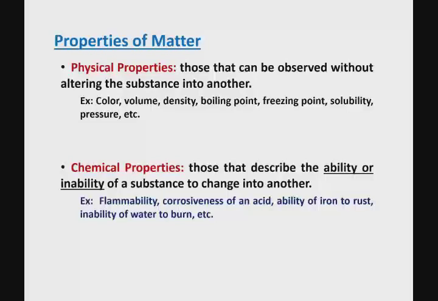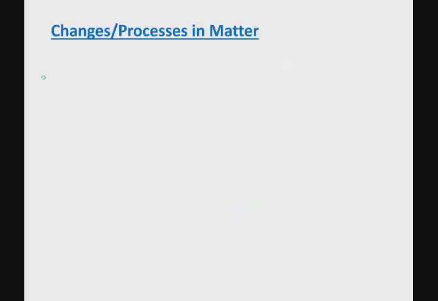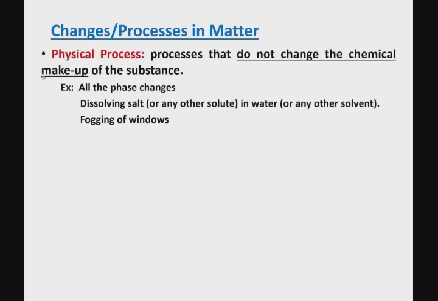So once again, physical properties are those that can be observed without changing the chemical identity of the substance. Chemical properties, on the other hand, are the ability or the inability of a substance to be transformed into something else. Similarly, matter can undergo two different kinds of processes, two different kinds of changes: physical changes or chemical changes. Physical changes, as you might guess, are the changes that do not change the chemical makeup of the substance.